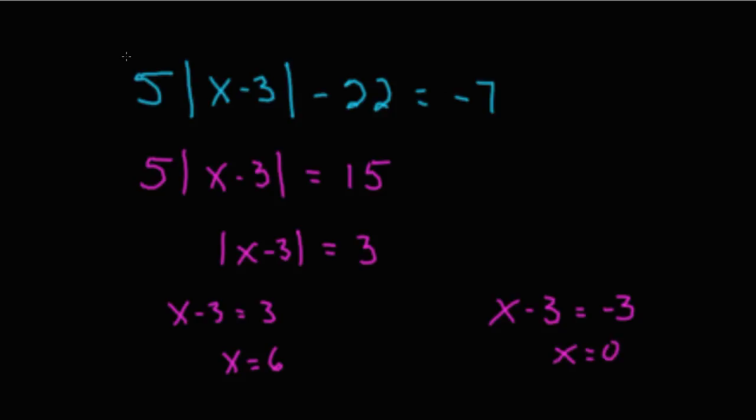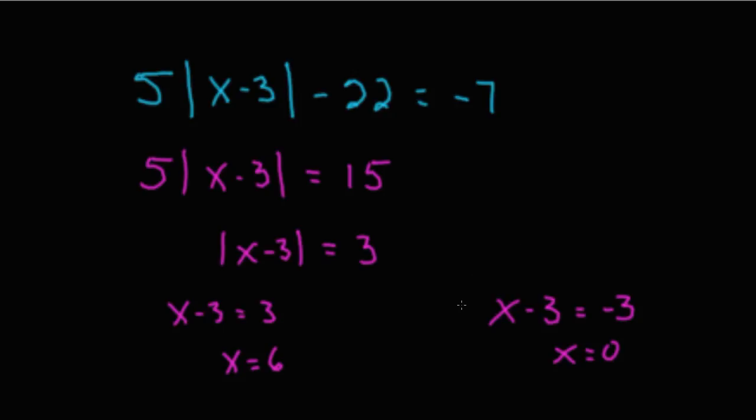So now we can plug these back in. 6 minus 3 is 3. The absolute value of 3 is 3. 3 times 5 is 15. 15 minus 22 is a negative 7. And when x equals 0, 0 minus 3 gives us a negative 3. The absolute value of negative 3 is 3. 5 times 3 is 15. 15 minus 22 gives us negative 7.